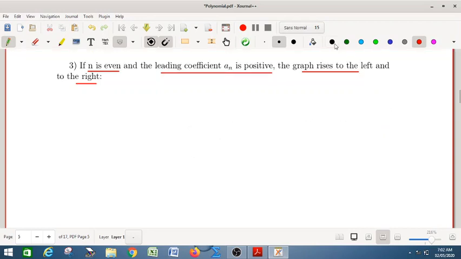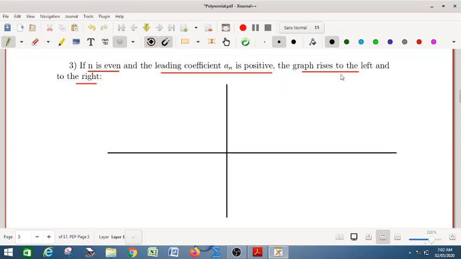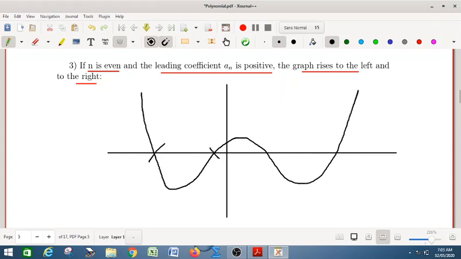So let us have the axis first. This is the axis, x-axis and y-axis, rises to the left as well as to the right. So let us have the 4th degree curve. Okay, so this is how, like this. So look at that, you have 4 zeros because I am talking about a 4th degree curve. So you have 4 zeros. So it rises to the left and rises to the right. This is the origin, this is x-axis, this is y-axis. So I am talking about a 4th degree polynomial.